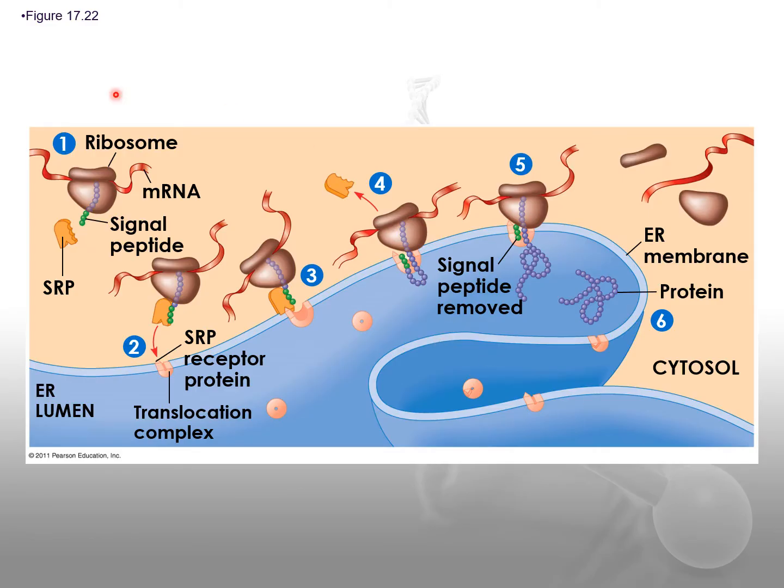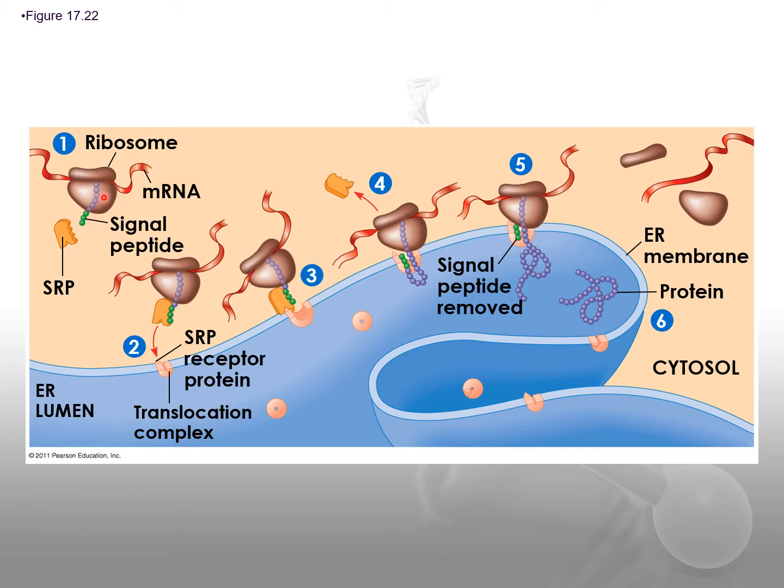Now, looking at this process here, let's start with step number 1. This might look a little bit complicated. So first of all, let's orient ourselves. We have the ER lumen, that's the space inside the ER. This is the membrane that makes up the ER, and then, of course, the pinkish area is going to be the cytosol. So again, the protein is being made in the cytosol. You have the red, which is the messenger RNA. You have the ribosome attached to it, and the peptide is growing out of the ribosome.